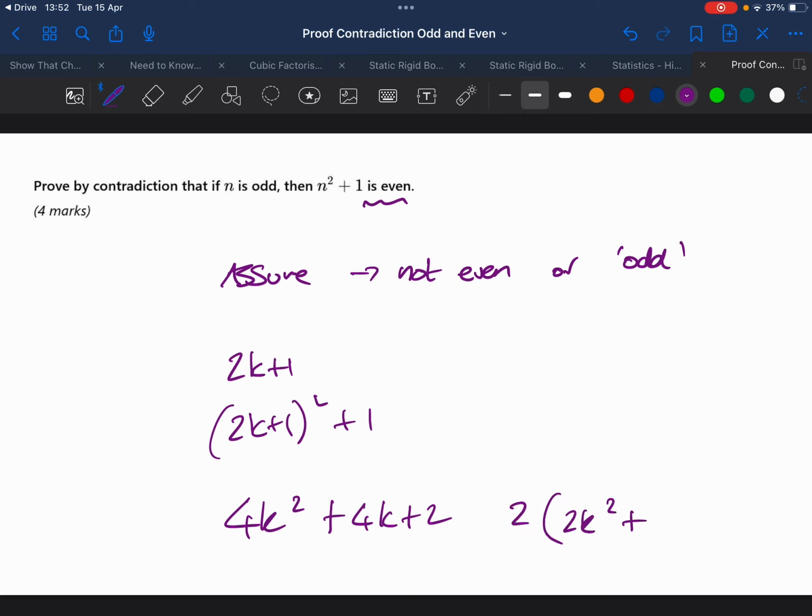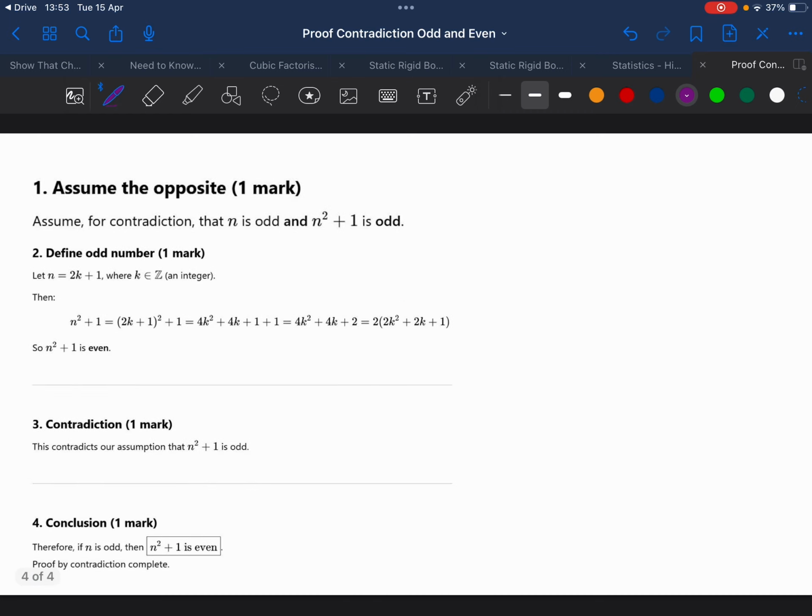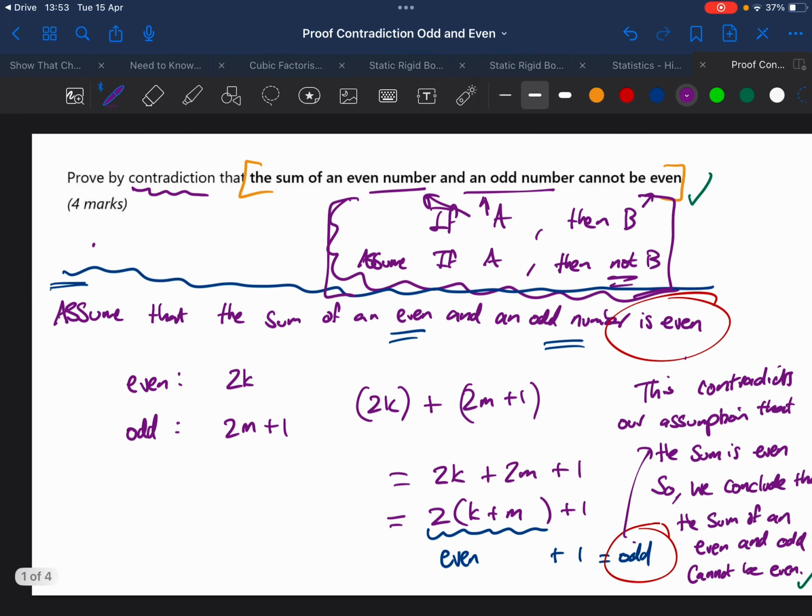Factorizing the 2 out, specifically a 2, shows you understand that you have an even term in front, which is even. Then again you would add the cherry on top, which contradicts the assumption. So here's the neat version of how you can do this. Odds and evens for proof by contradiction, hopefully you're seeing they're really not a bad way to get started.